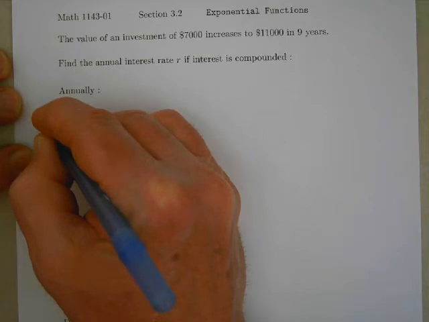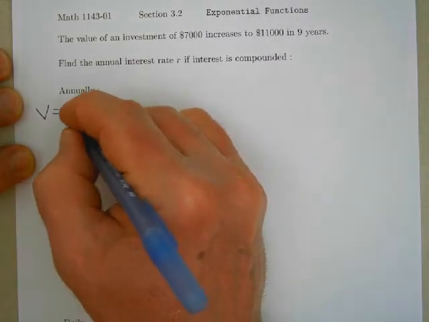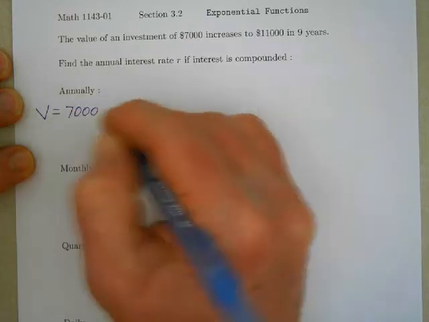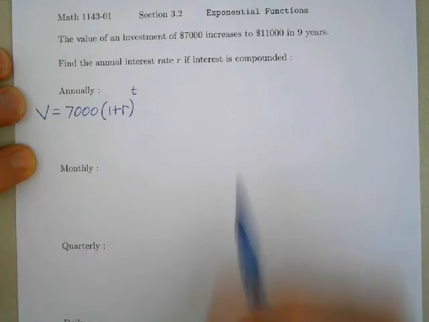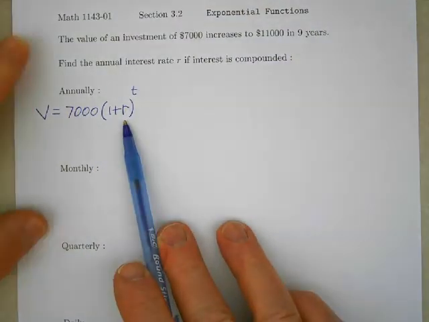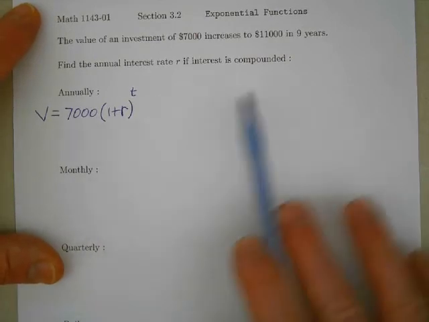After t years, the value of the investment is 7,000 times (1 plus r) to the t. We don't know what the value of r is yet. That's what we're trying to find.